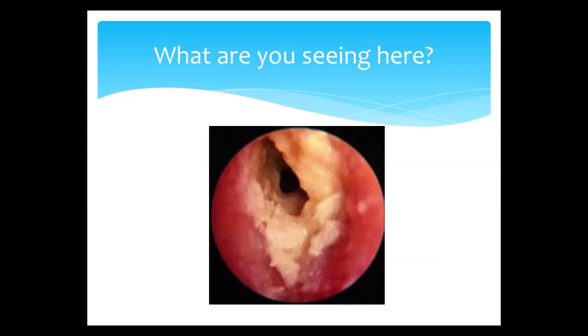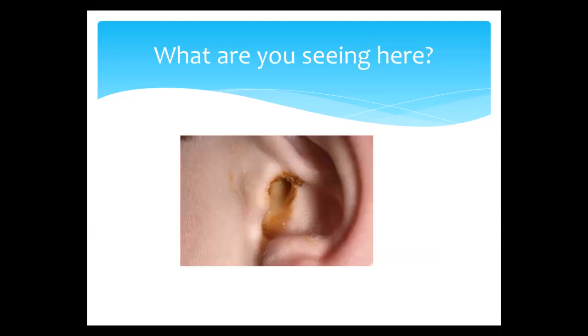Here, what are you seeing? This would be otitis externa. Note that you're getting a real erythematous canal. You're not able to see the tympanic membrane, and you've got that otorrhea. You've got this nasty, thick, white discharge in the canal. Here, what are you seeing?